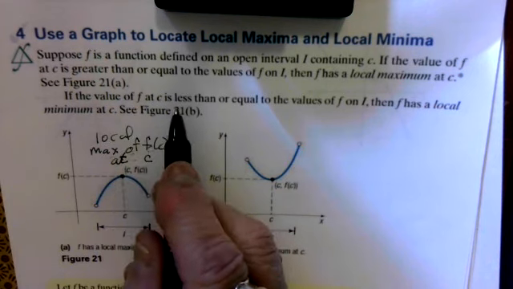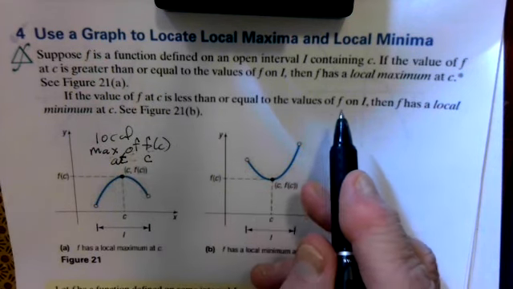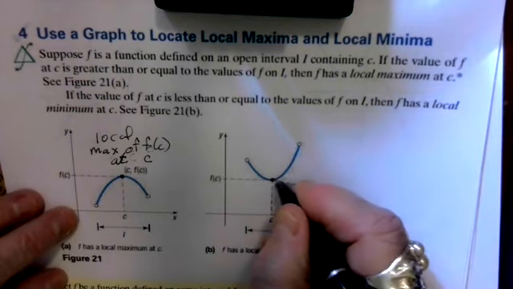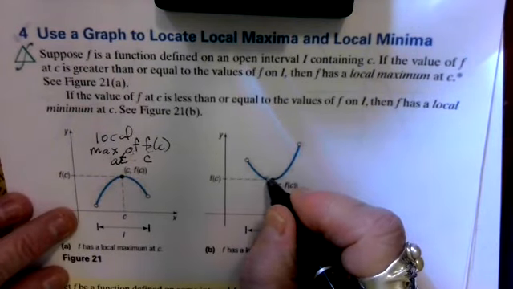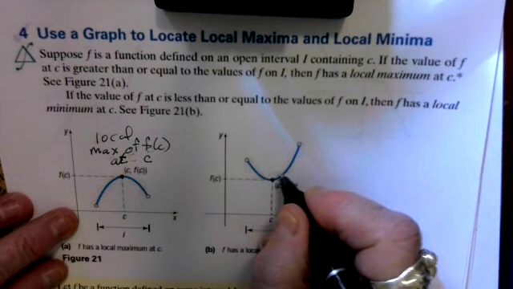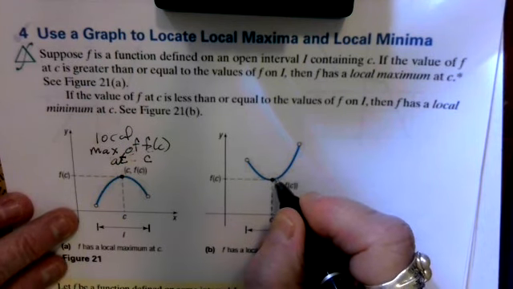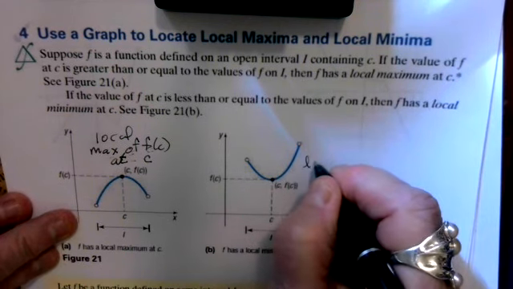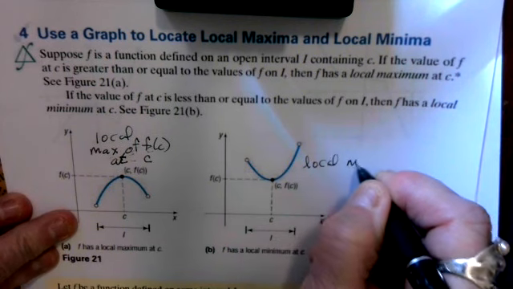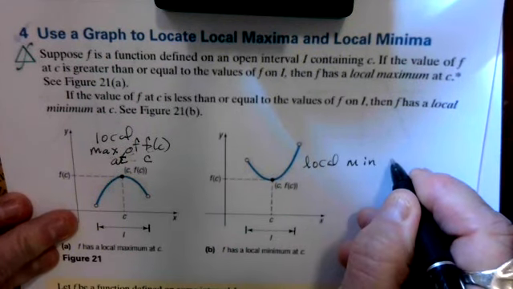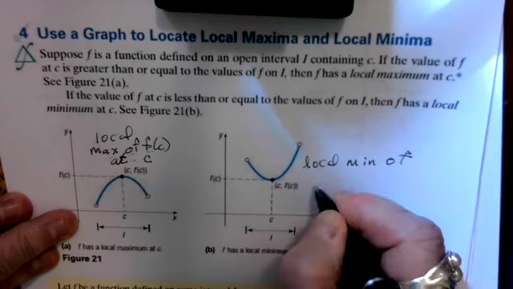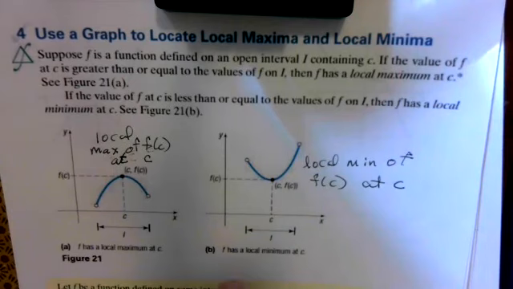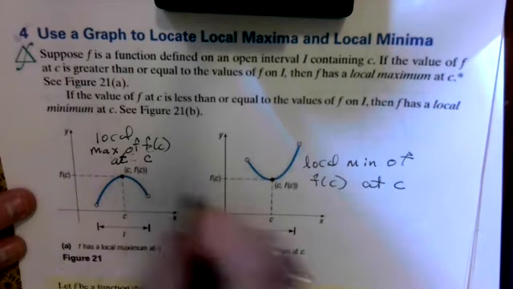Likewise, if the value of f at c is less than or equal to the values of f on I, then f has a local min at c. So if you're right here, and if your y values to the left and to the right are greater than your y value at c, then that is a local min. So it's a local min of f of c at c. Okay. Now, that's what we mean by local max and local min.